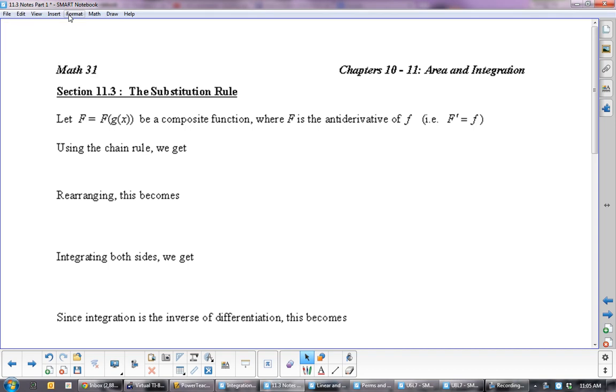What I'm showing you is going to come in much handier when you're doing difficult integrals next year. The point I'm trying to make is you could do all of the questions I'm going to show you from dividing by the derivative of the inside. That'll get you through all these.